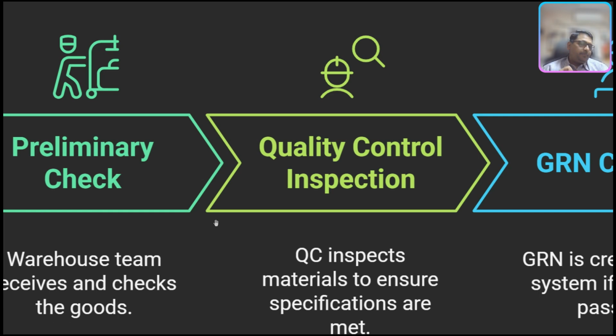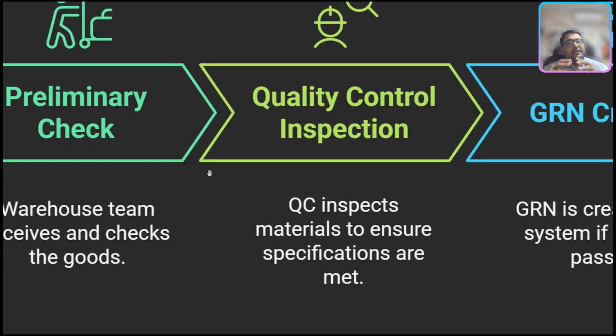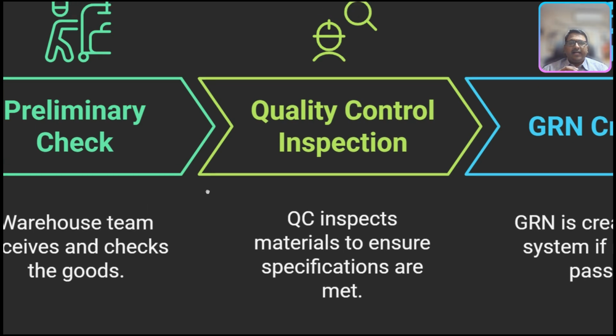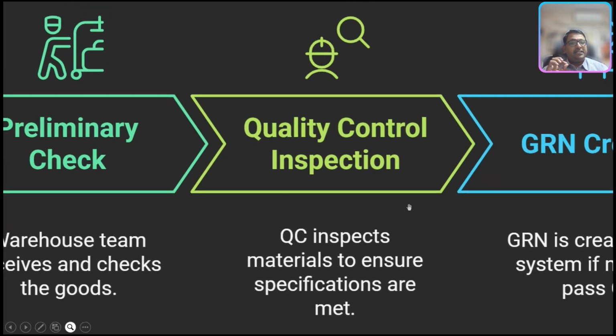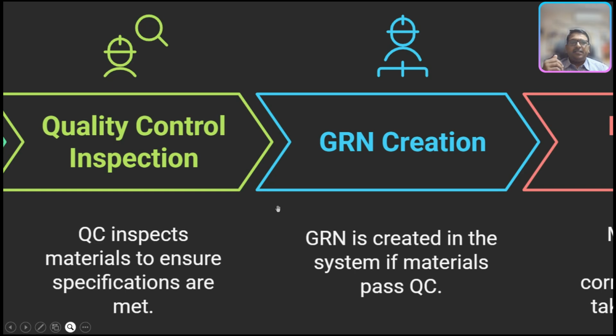And then comes the quality inspection team. The quality control team will, based on the technical parameters of the material, perform a quality check. And this ensures that the material that is received is according to the specification which the company has ordered. Then comes the GRN creation. Once the quality is cleared, a GRN is created.